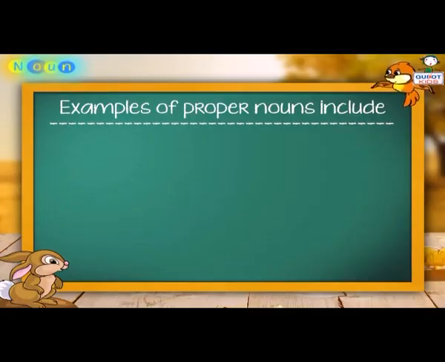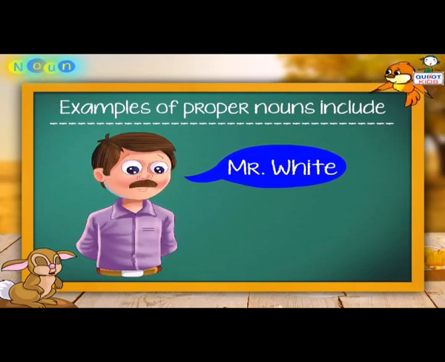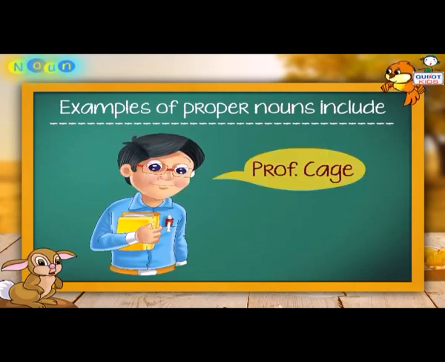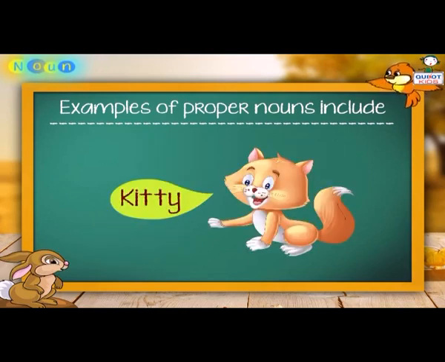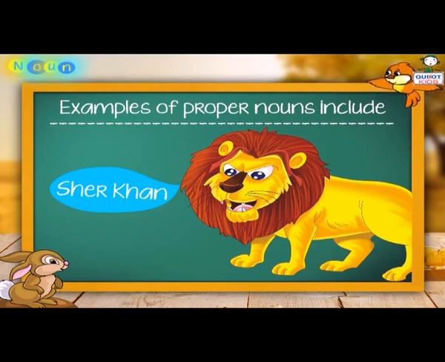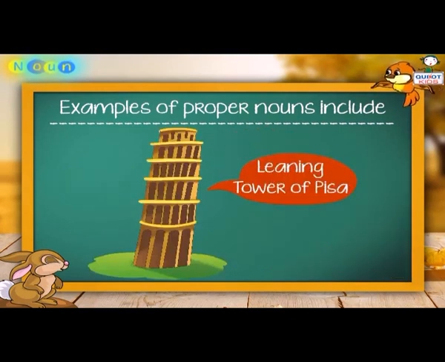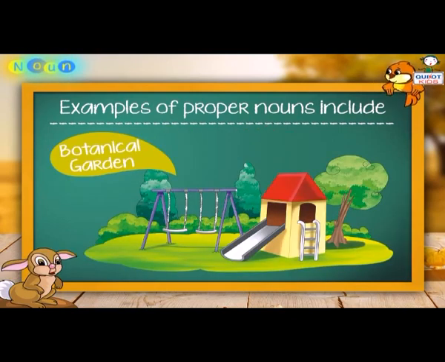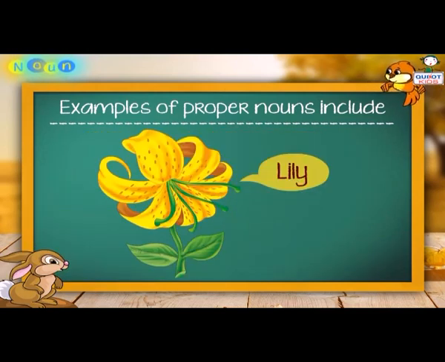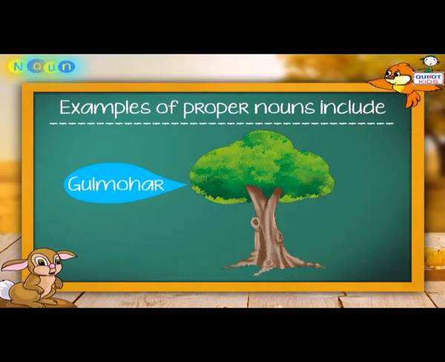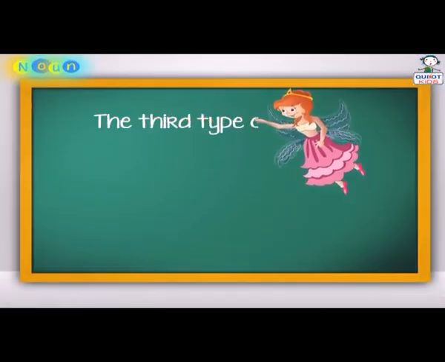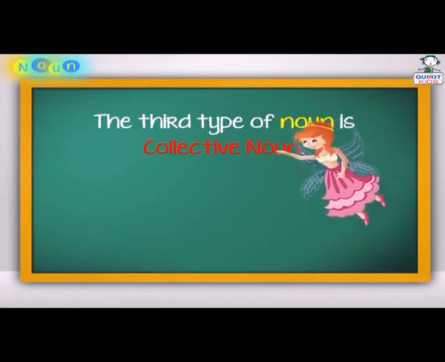Examples of proper nouns include Mr. White, Aunt Jane, Professor Cage, Kitty, Daffy Duck, Shere Khan, Leaning Tower of Pisa, Botanical Garden, New Delhi, Cinderella, Lily, Gulmohar, and the likes. Welcome friends! The third type of noun is collective noun.